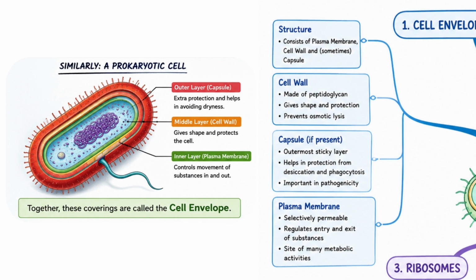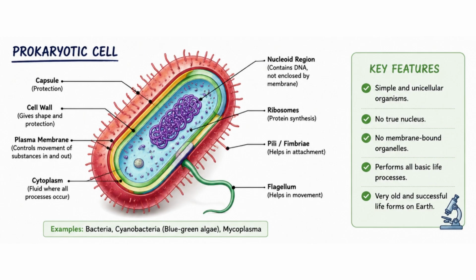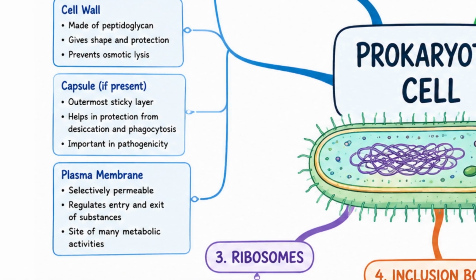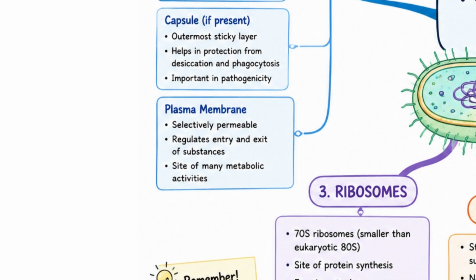According to our diagram, the cell envelope consists of 3 parts: plasma membrane, cell wall, and in some organisms, a capsule. Each layer has a different responsibility. Let's understand them one by one. Plasma membrane. The innermost layer of the cell envelope is the plasma membrane. Think of it as the security gate of the cell. Every person entering or leaving a building passes through the main gate. Similarly, every substance entering or leaving the cell passes through the plasma membrane.